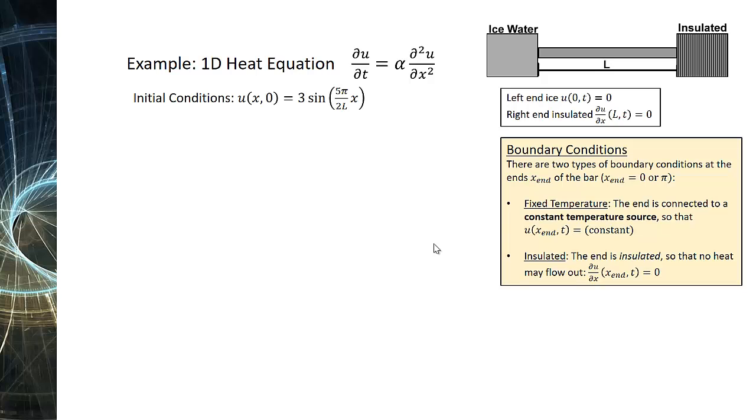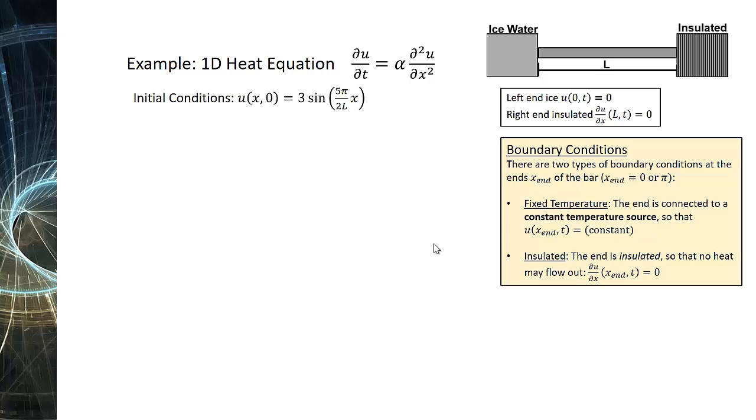So let's consider now another example of the 1D heat equation, except in this example, let's put the left end of the bar in ice water and the right end of the bar to be insulated. If you remember, when an end of the bar is in ice water, that means that the temperature is held at a fixed value for all time. So for example, in ice water, the left end would be held at 0 temperature for all time.